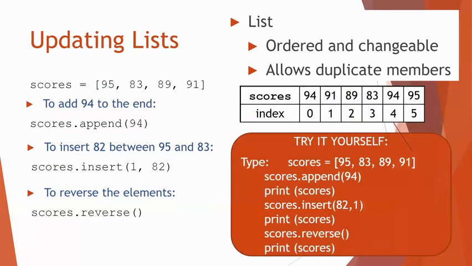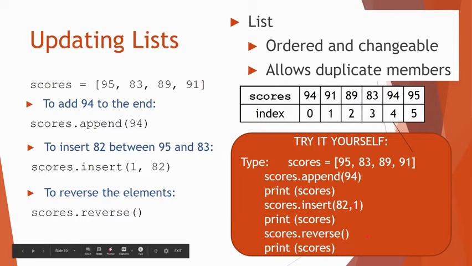So now pause the video and try it yourself. Type scores equal 95, 83, 89, 91, and try each of these commands. When you're done, restart the video.